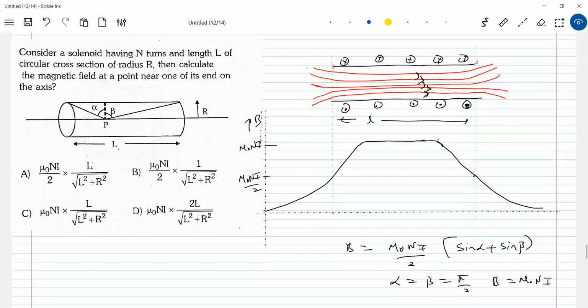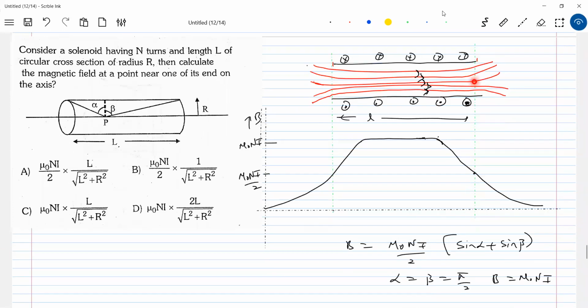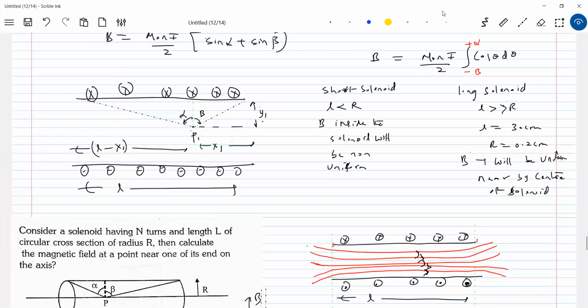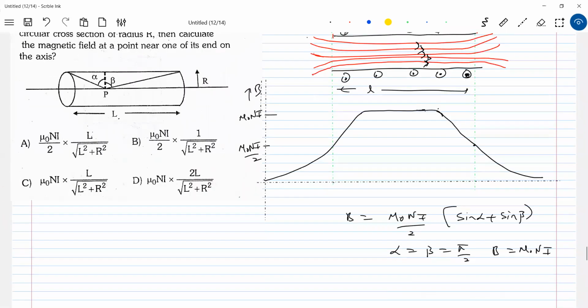Any reason for that at the ends? You come to the end. What is alpha? According to the formula, if you bring this point P here, beta will be 0 and alpha will be almost 90 degrees, no? So let me show that.